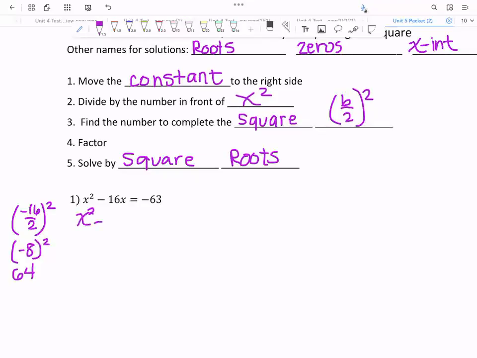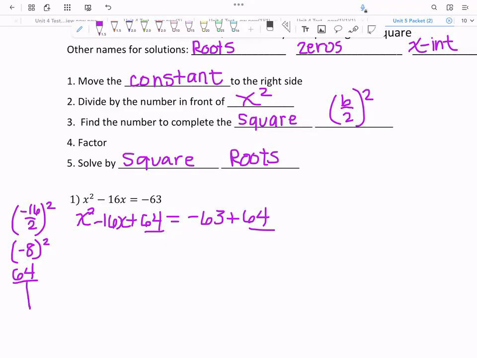And what we're going to do is add that to both sides of our equation. Remember, you're allowed to add the same thing to both sides of the equation as long as you keep it balanced. Now we're going to factor.